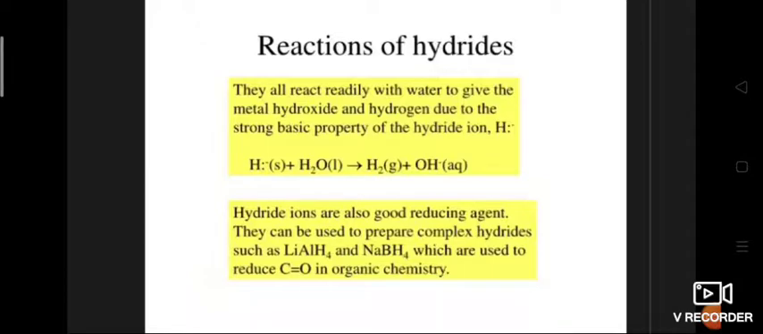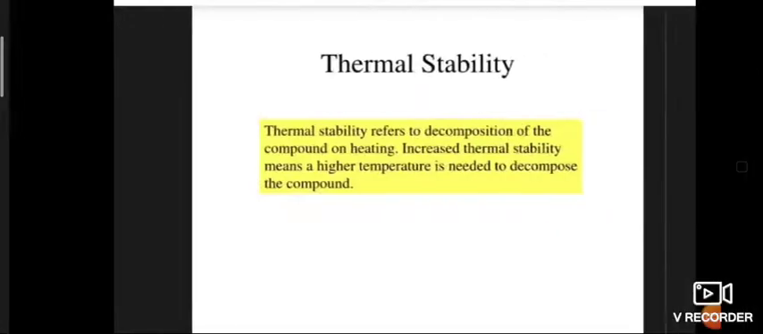Reaction of hydrides: they all react readily with water to give metal hydroxides. That means sodium hydride plus water gives hydrogen plus sodium hydroxide. Potassium hydride plus water gives hydrogen plus potassium hydroxide. Hydride ions are also good reducing agents. They can be used to prepare complex hydrides such as lithium aluminium hydride and sodium borohydride, which are used to reduce carbonyl groups, that means ketones, in organic chemistry.